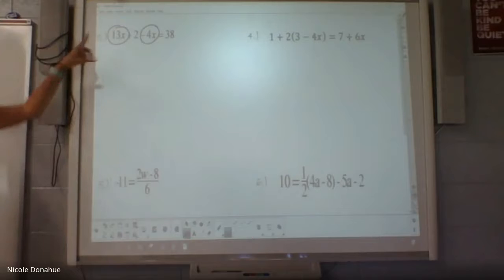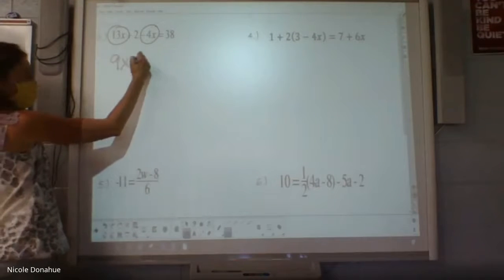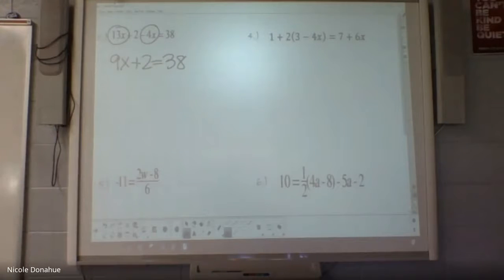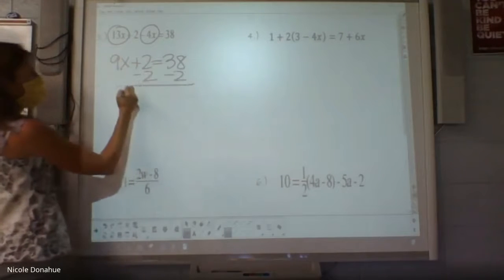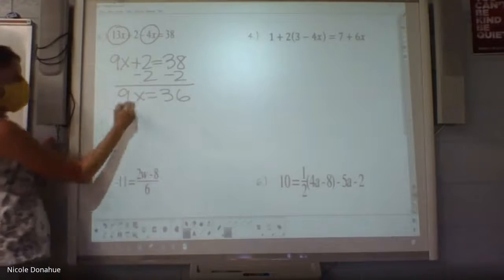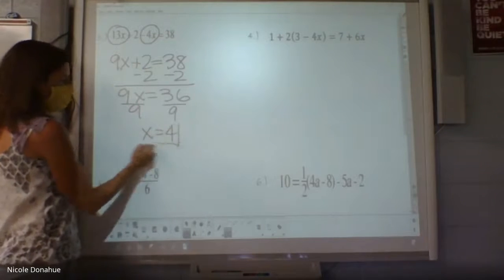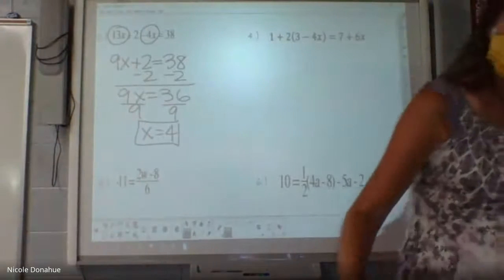All right, guys, here. I've seen the picture. 13 minus 4 gives us a 9x. Plus 2 equals 38. So then we need to move that 2 over. So then 36 here. And then we end up with just x.